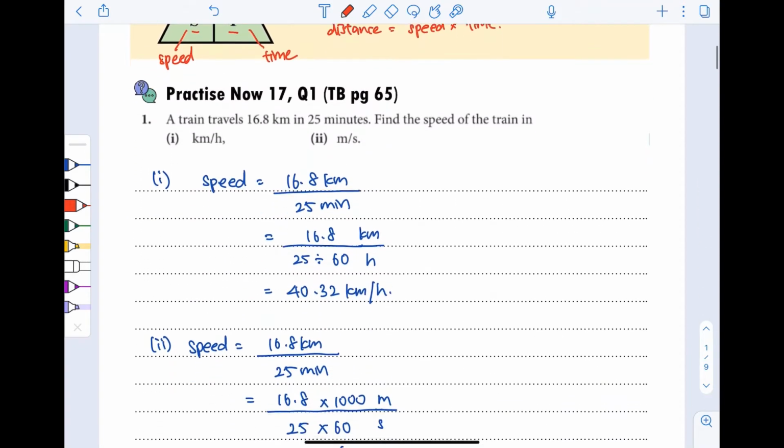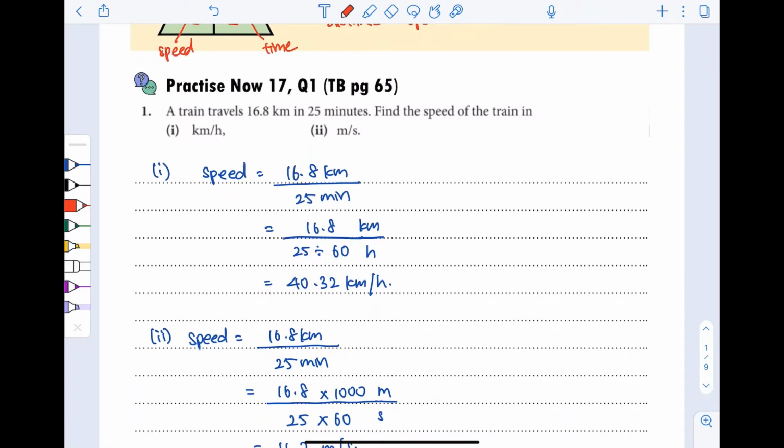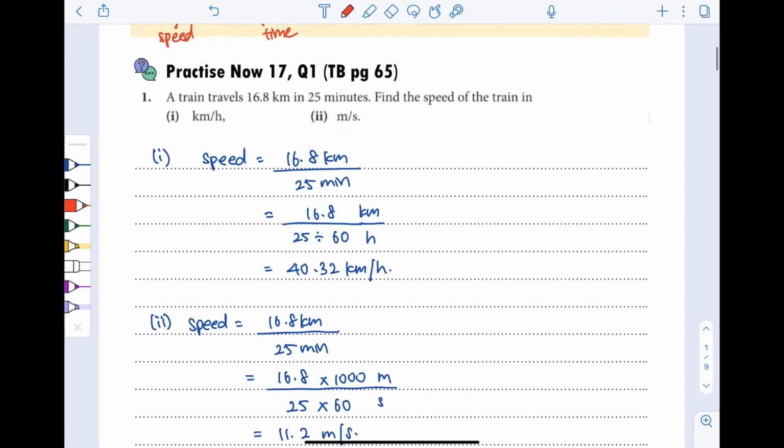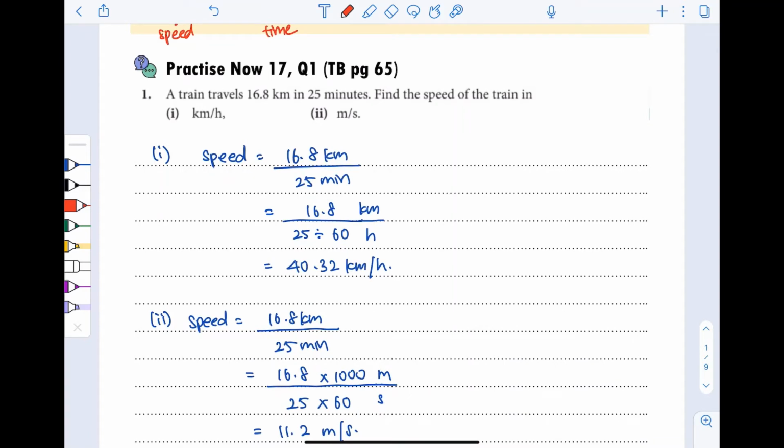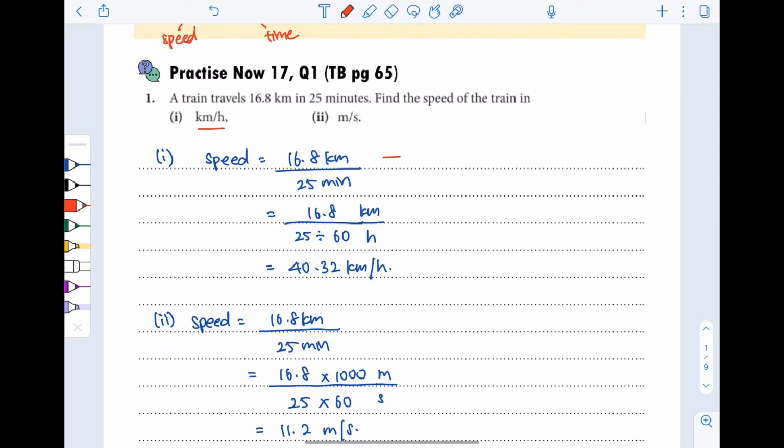Let us first take a look at practice now 17, question 1. In question 1, we are given that a train travels 16.8 kilometers in 25 minutes. We want to find the speed of the train in different units. So in part 1, we want our answer to be in kilometer per hour. What we have to do is that we know that speed is calculated by having distance divided by time.